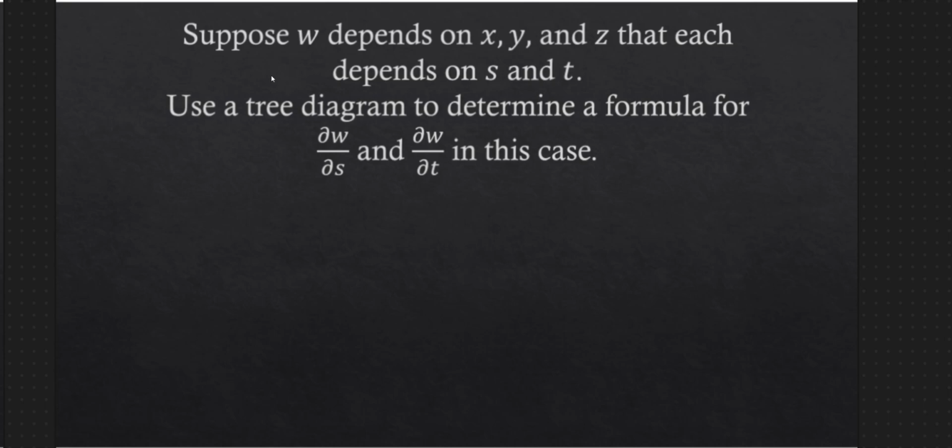In this case, I have W depending on X, Y, and Z, and then X, Y, and Z each depend on S and T. And what one might want to know is how does W change with respect to S, and how does W change with respect to T? So we want chain rules for these two quantities given this situation.